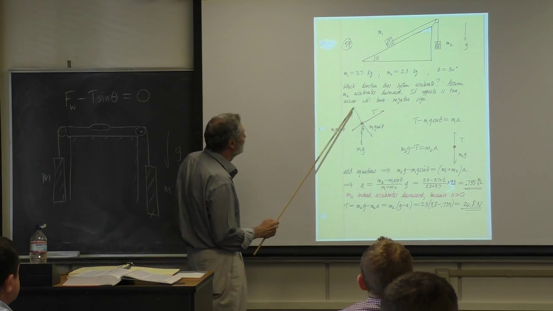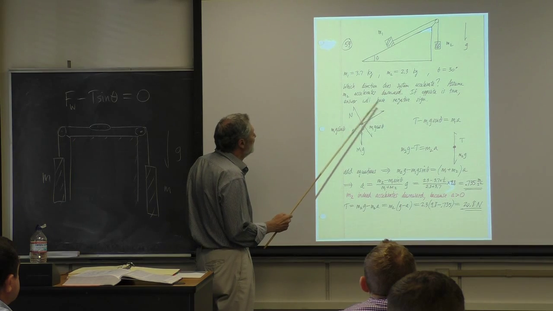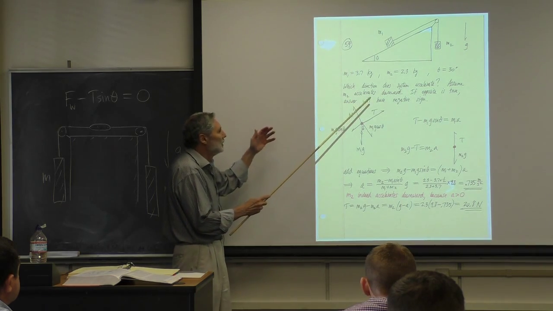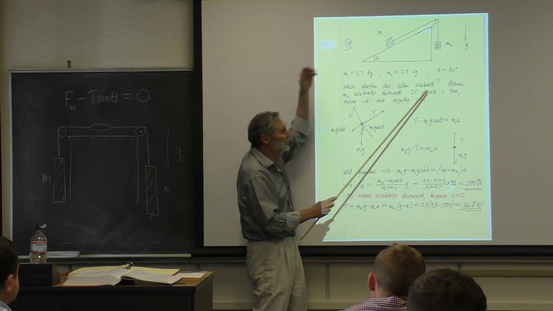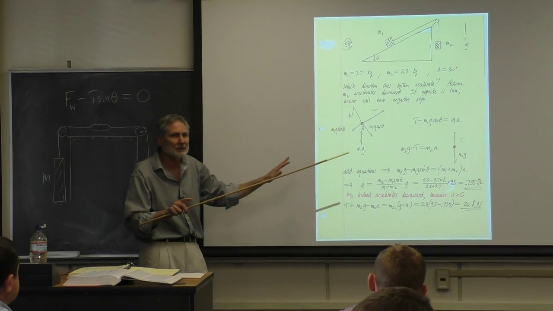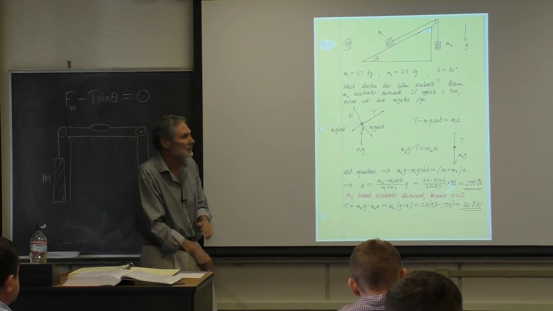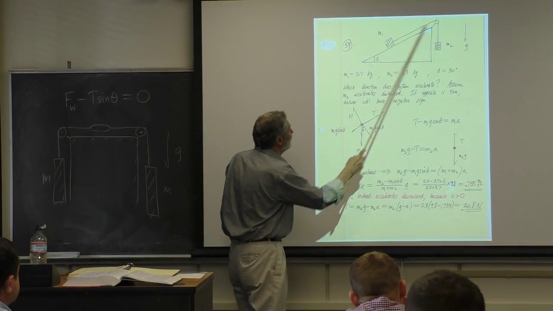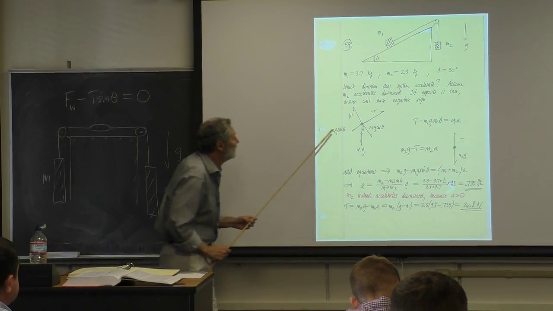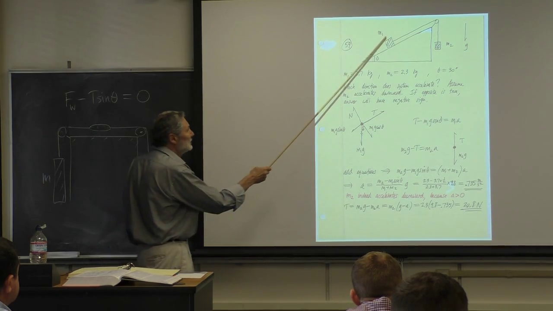I think I took positive downward. So essentially we're going to pretend it's accelerating this way. But if it's not, the math can handle it. It can handle both ways. The acceleration will have a minus sign, telling us that this is actually accelerating upward and this is accelerating down there. Okay, so there's the picture.